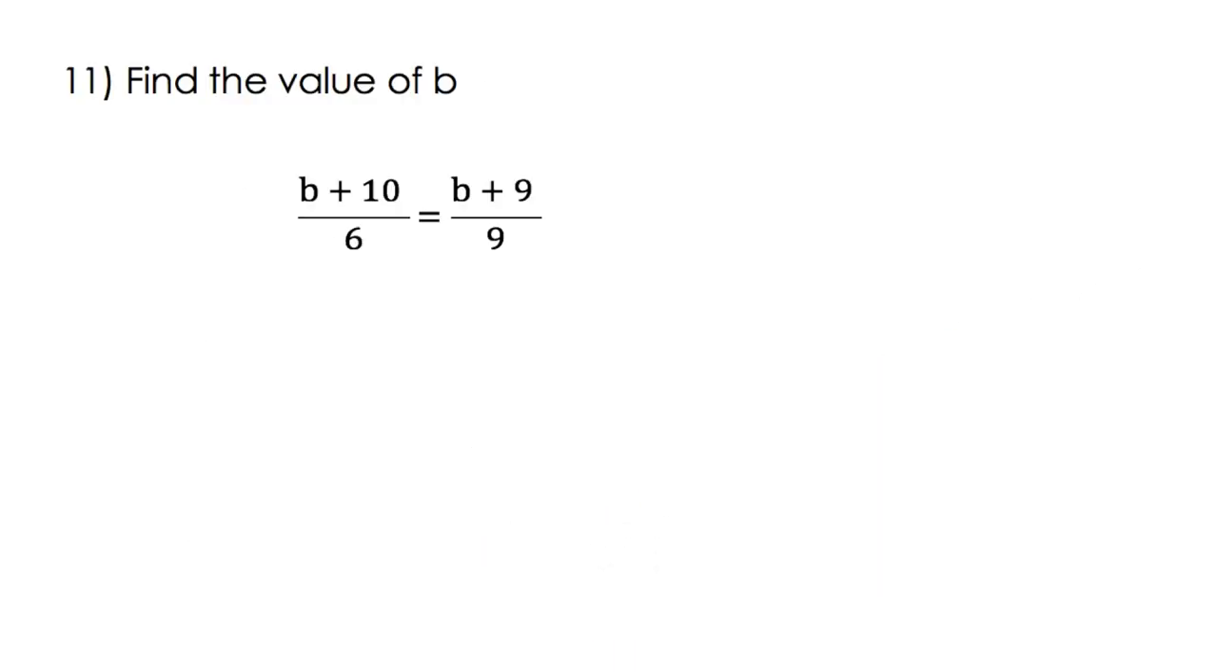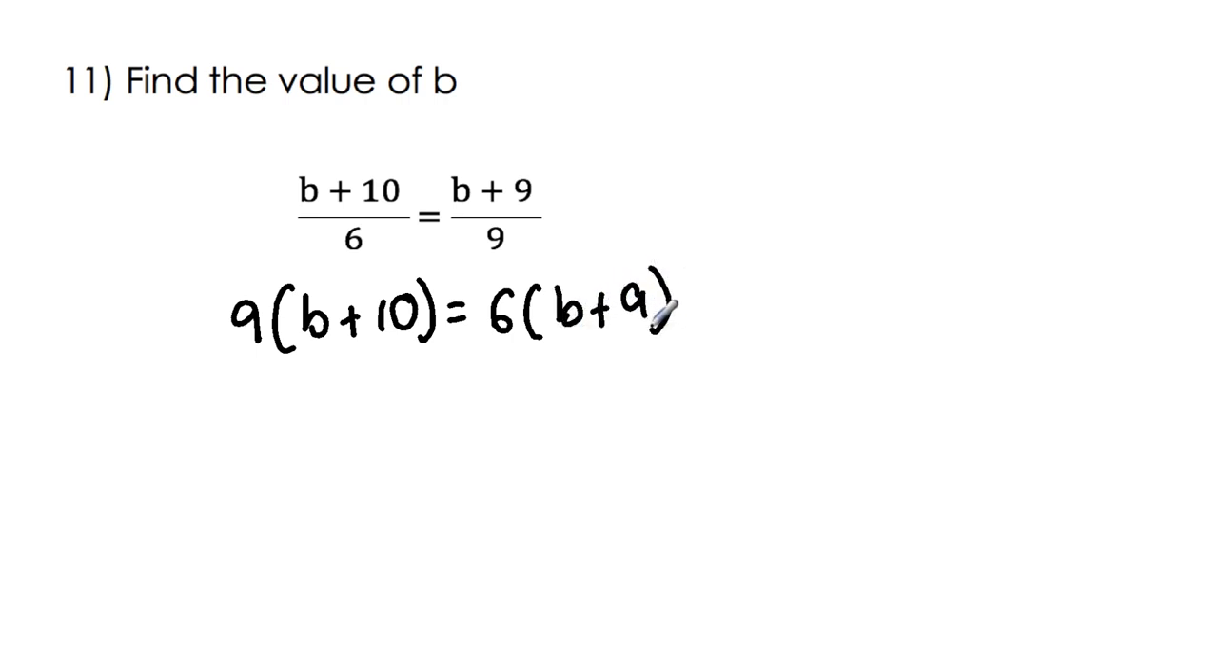Question 11. Find the value of b. So we have b plus 10 over 6 equals b plus 9 over 9. So I'm now going to cross multiply. I'm going to multiply this side by 9 and this side by 6. So we should have 9 open bracket b plus 10 close bracket equals 6 open bracket b plus 9 close bracket.